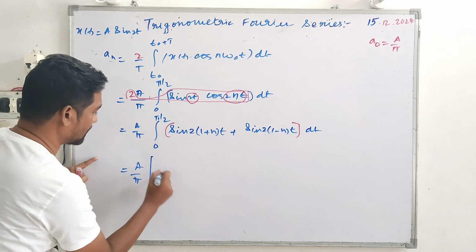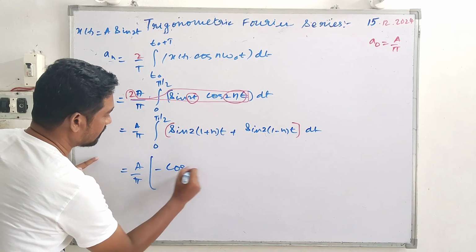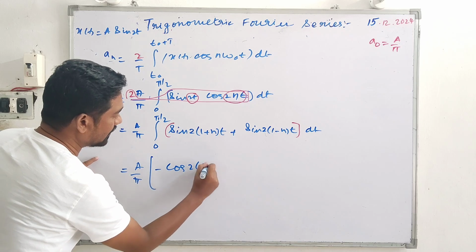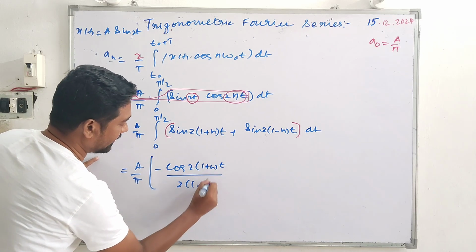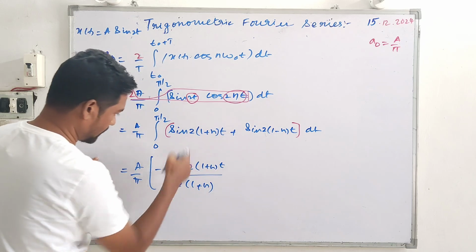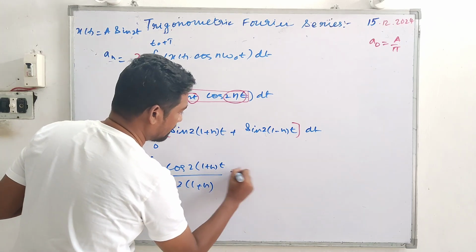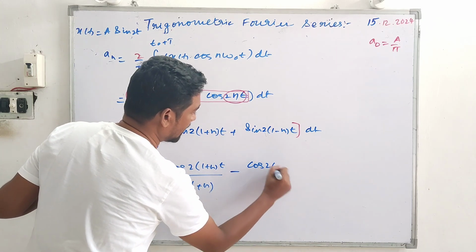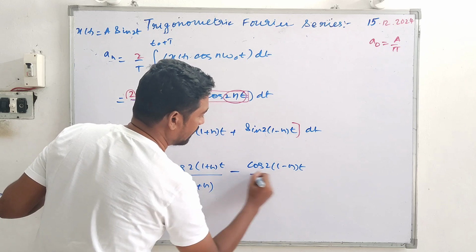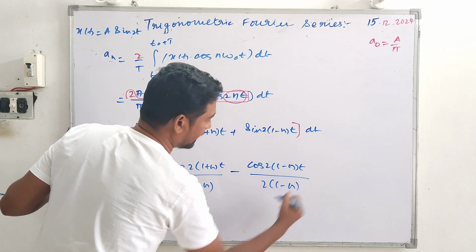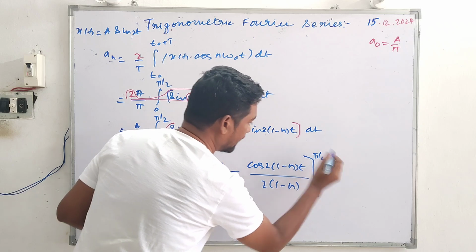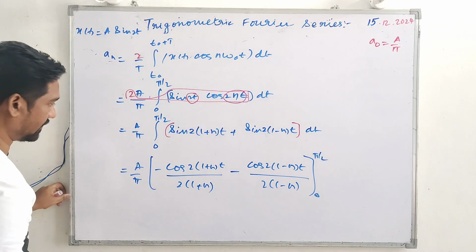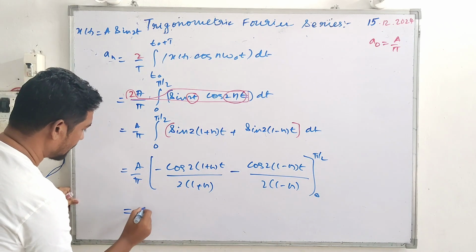it will be minus cos, isn't it? Minus cos, what do we have? 2 into 1 plus n, t upon 2 into 1 plus n for this one. This is for this. And the second term, minus cos 2 times 1 minus n into t by 2 times 1 minus n, with the limits being 0 to pi by 2.